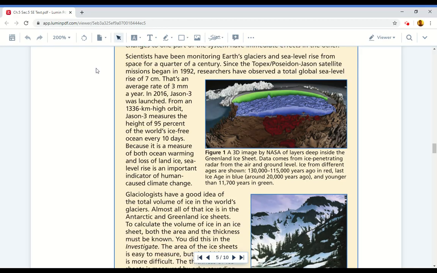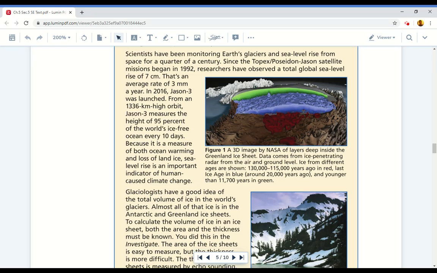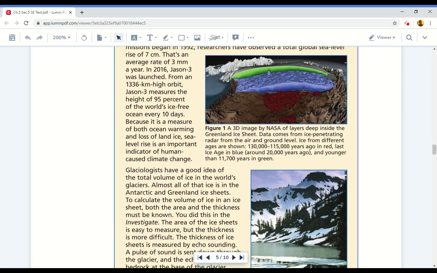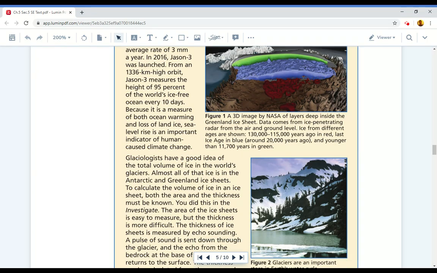Scientists have been monitoring Earth's glaciers and sea level rise from space for a quarter of a century. Since the Topex/Poseidon and Jason satellite missions began in 1992, researchers have observed a total global sea level rise of 7 centimeters. That's an average rate of 3 millimeters a year.